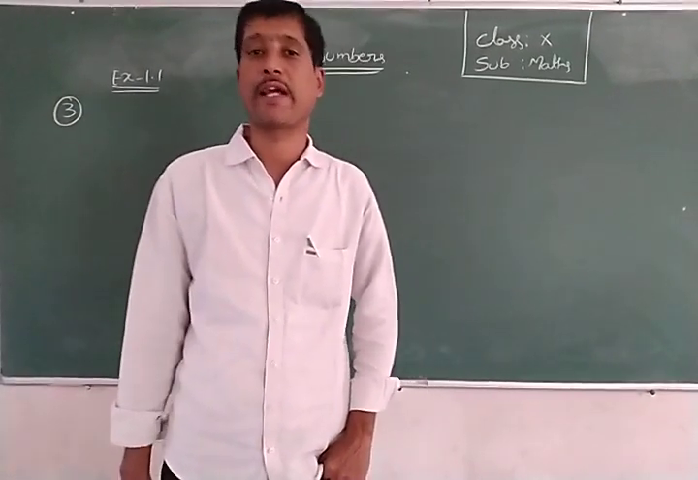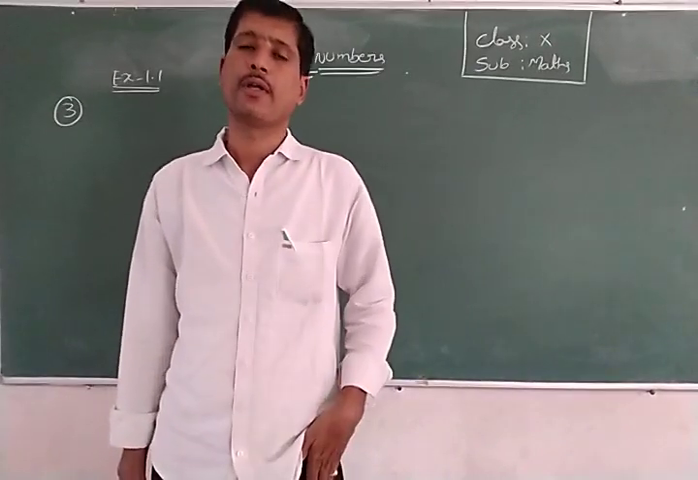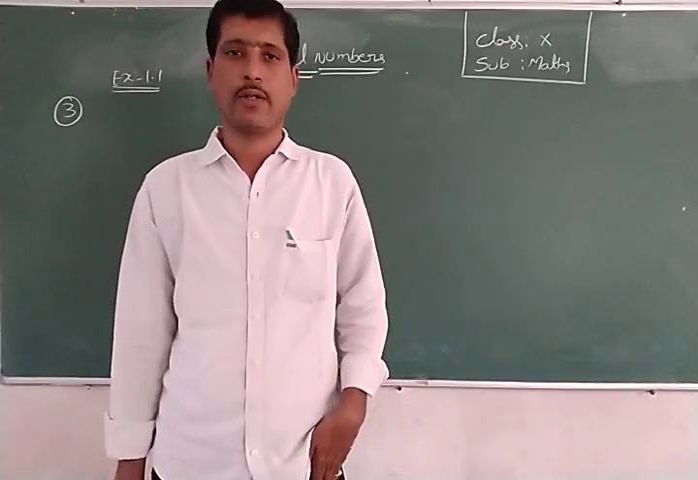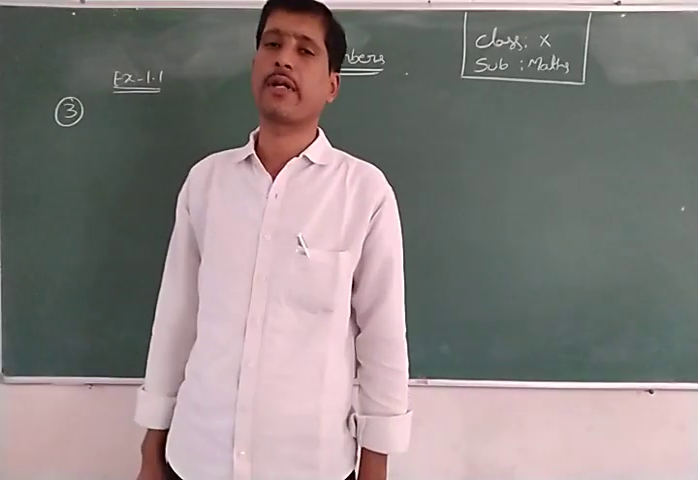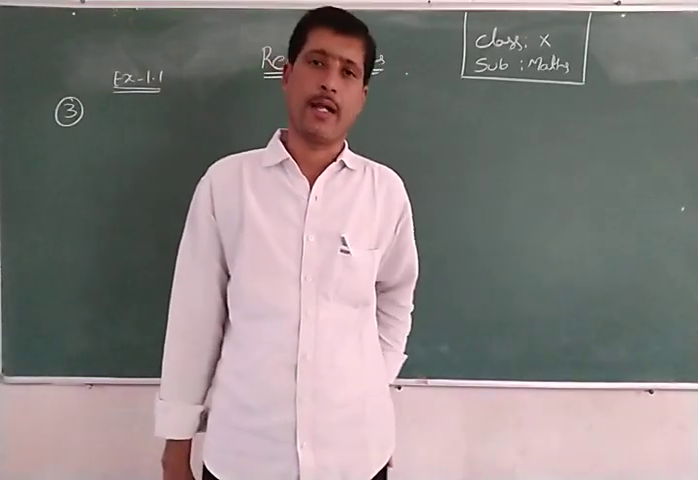Irrational number: the number which cannot be written in the form of p by q. Example: root 2, root 3, root 5. Next, real number. The set of rational and irrational numbers is called real numbers.